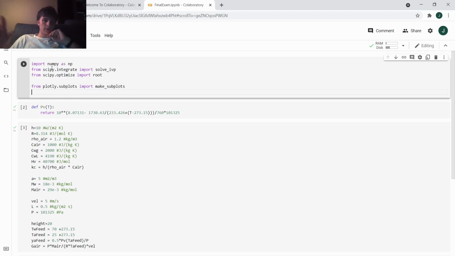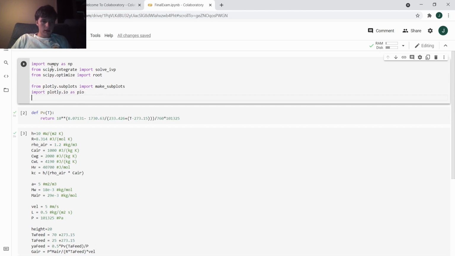And I don't like the default template that Plotly uses, so I will change that. I'll just have to do import plotly.io as pio, and then we can change the template default to my template of choice, which is Plotly dark.